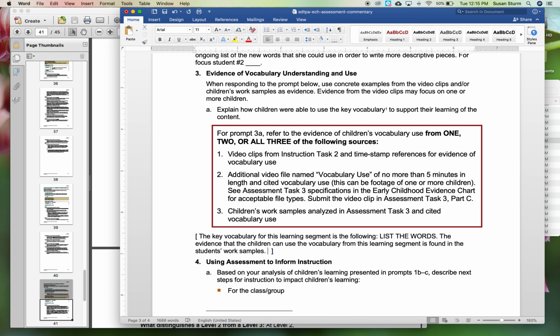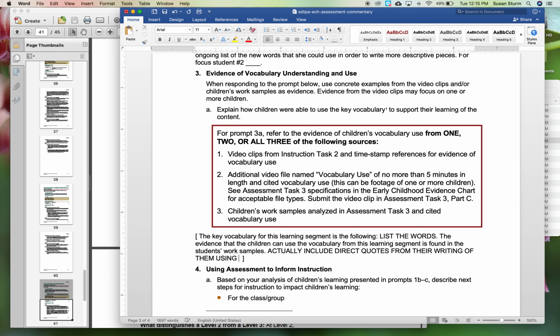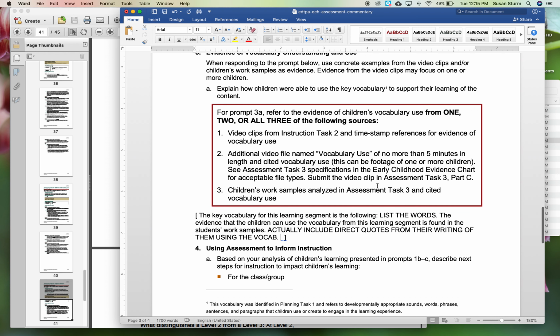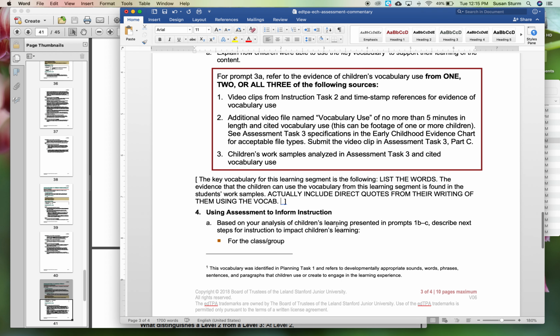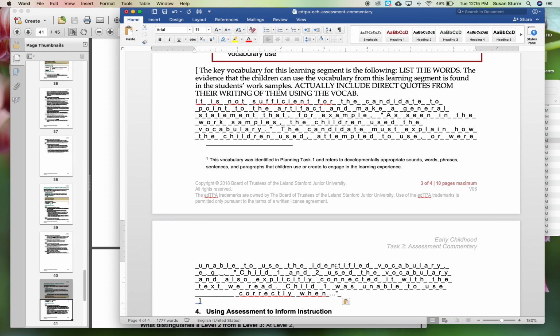And then you're going to actually include direct quotes from their writing of them using the vocab. It doesn't say you have to use your focus students here, so I think you can actually use anybody. You can focus on one or more children here. It doesn't say that you have to work with just your focus kiddos.